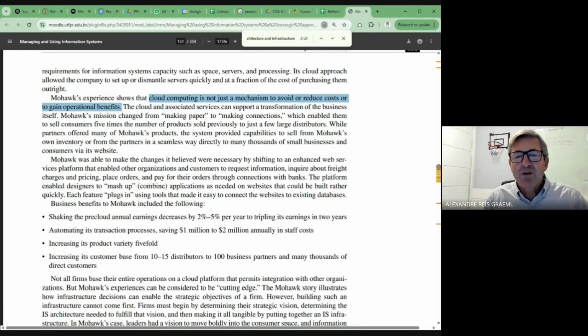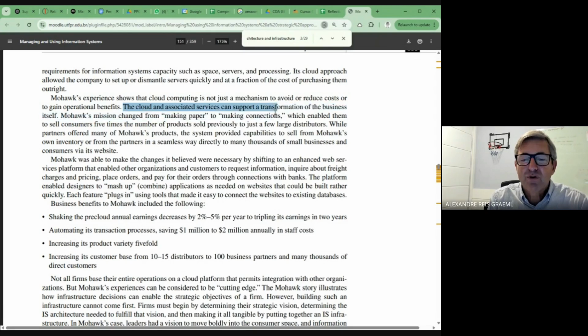They need an infrastructure that allows them to organize their activities better with their customers, and in that way, they provide a product that has more value for a customer that is further downstream in the value chain. Okay. So they say here that the cloud and associated services can support a transformation of the business itself. So it's the business, the technology, the architecture. The plan is to develop an infrastructure that allows them to have a different business from the one they had before. Okay.